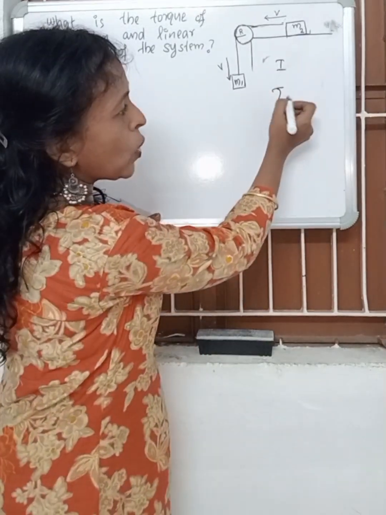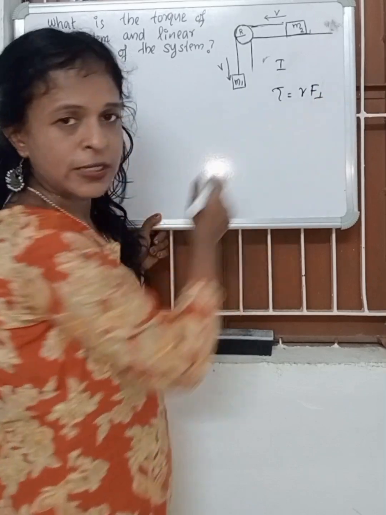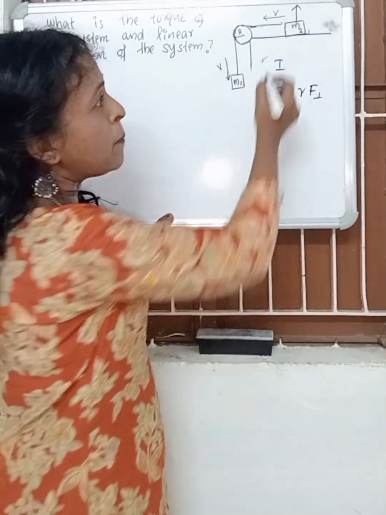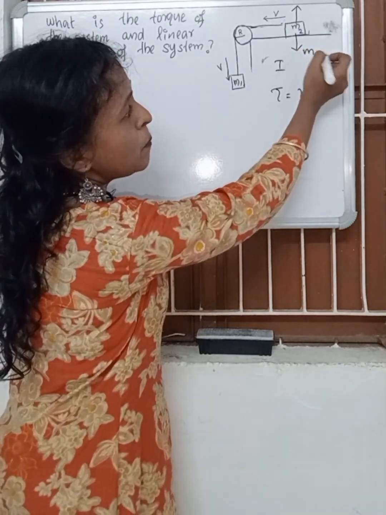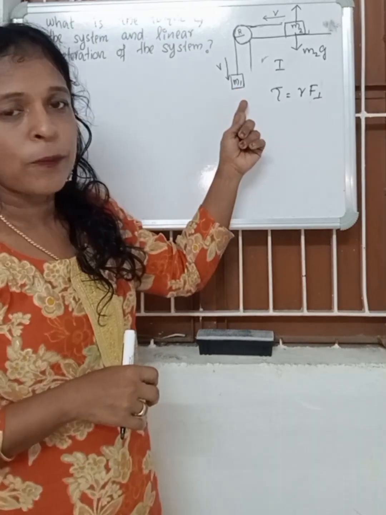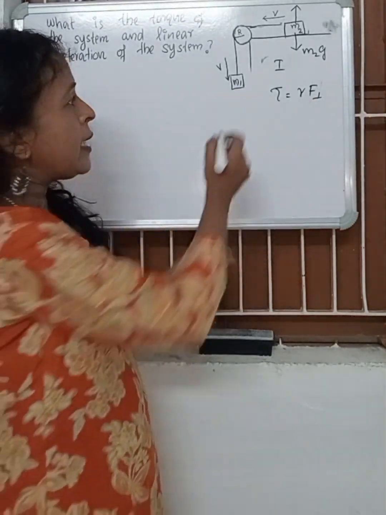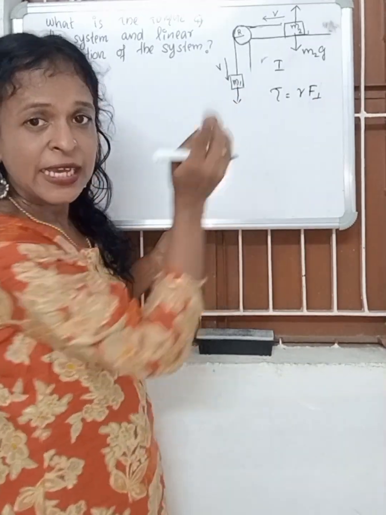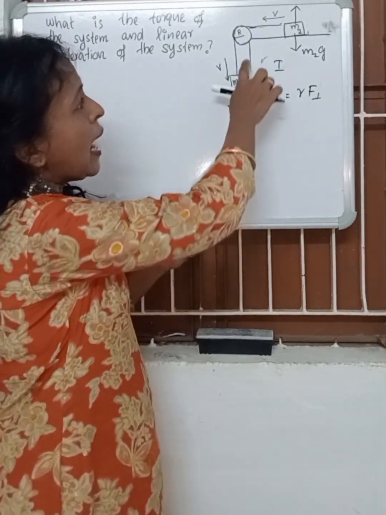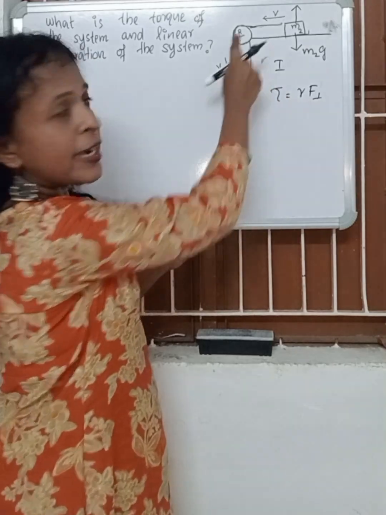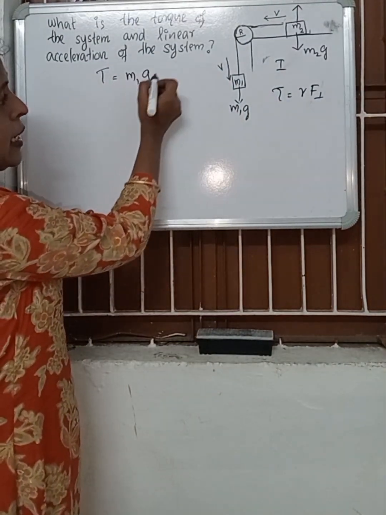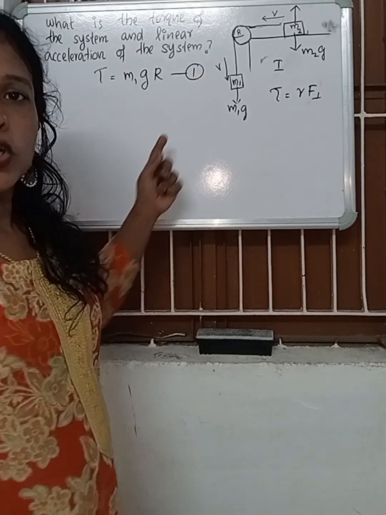We know that the torque is equal to R into the perpendicular force. In this case the normal reaction is cancelled with m2g, the gravitational force, and only this mass will provide the perpendicular force. And what is the perpendicular force here? Here also the gravitational force, m1g. And what is R here? The radius of the pulley. So the torque is equal to m1g into R. So we got the torque equation.